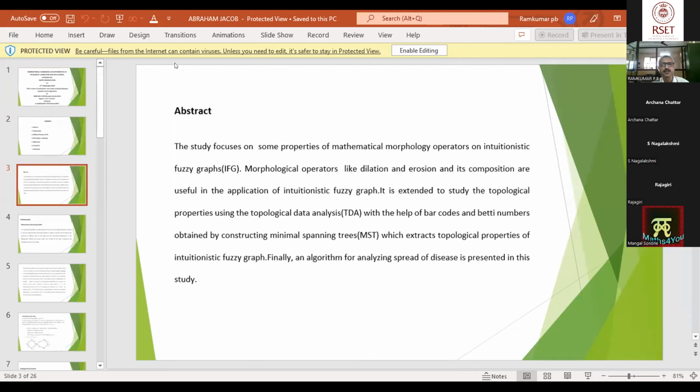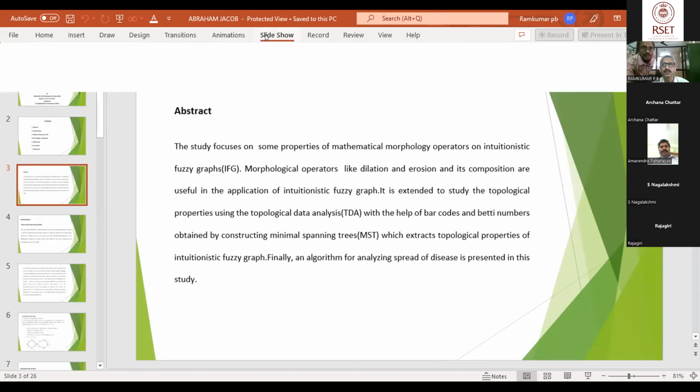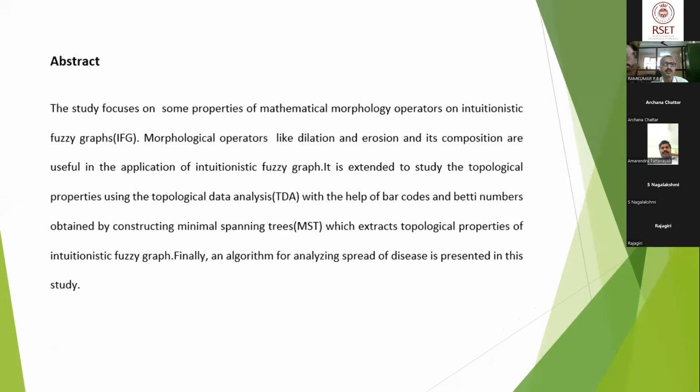In the abstract, the study focuses on some properties of mathematical morphology operators on intuitionistic fuzzy graphs. Morphological operators like dilation and erosion and their composition are useful in the application of intuitionistic fuzzy graphs. It is essential to study the topological properties using topological data analysis with the help of barcodes and Betti numbers obtained by constructing minimal spanning trees, which extract topological properties of the intuitionistic fuzzy graph. Finally, an algorithm for analyzing the spread of disease is presented in this study.